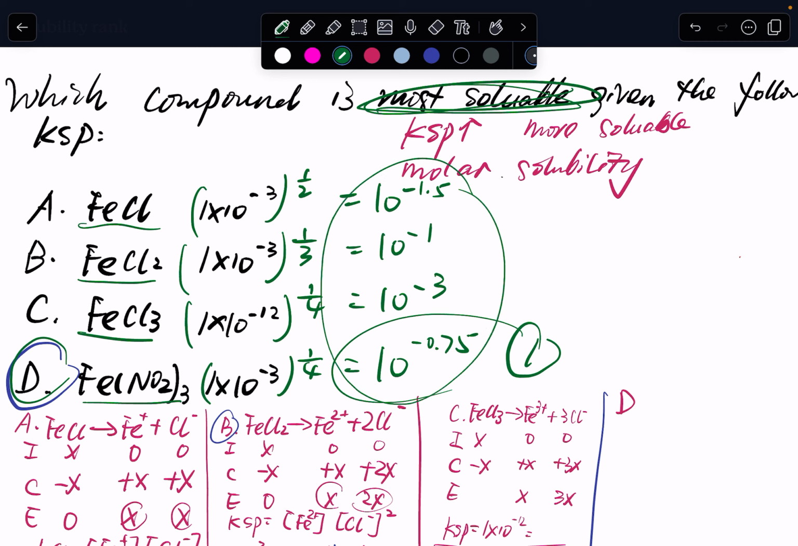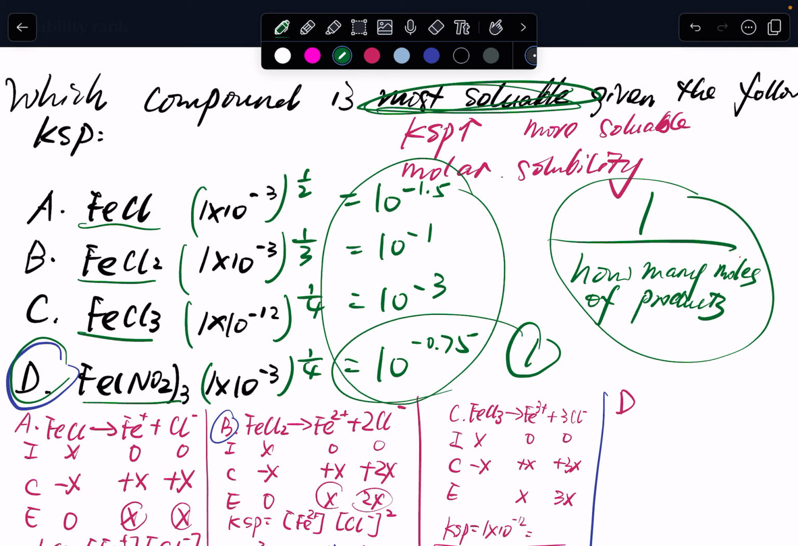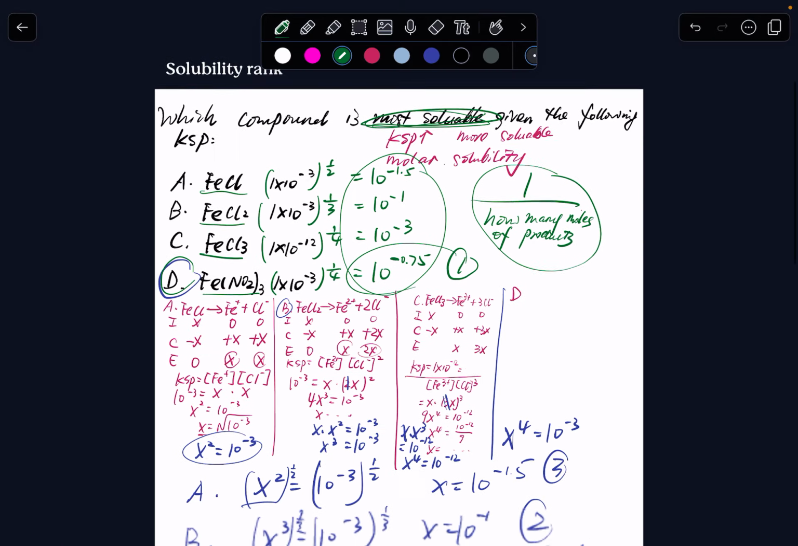You raise each Ksp to the what? To the 1 over how many moles of products power, and then you get to decide which one is the biggest number, and then pay attention to the negative sign here, right? And then you will pick which one is most soluble. I think it would take 7 to 8 seconds to be fair.